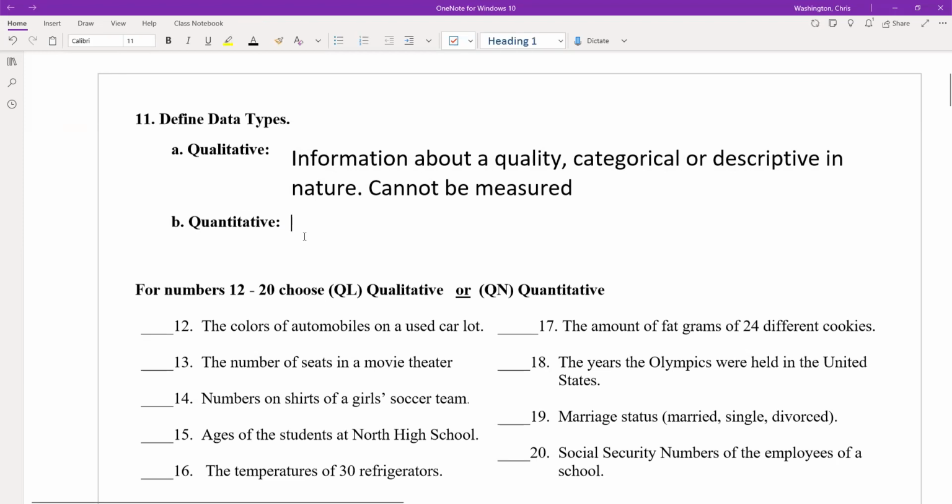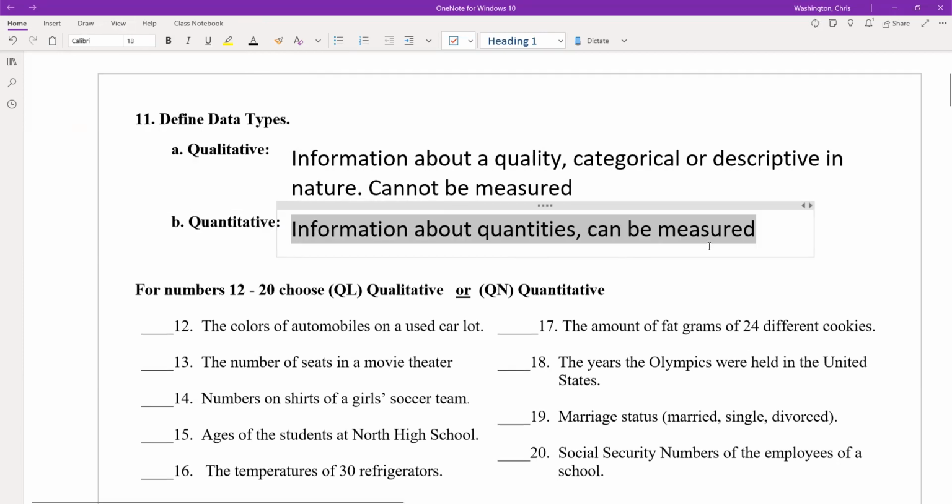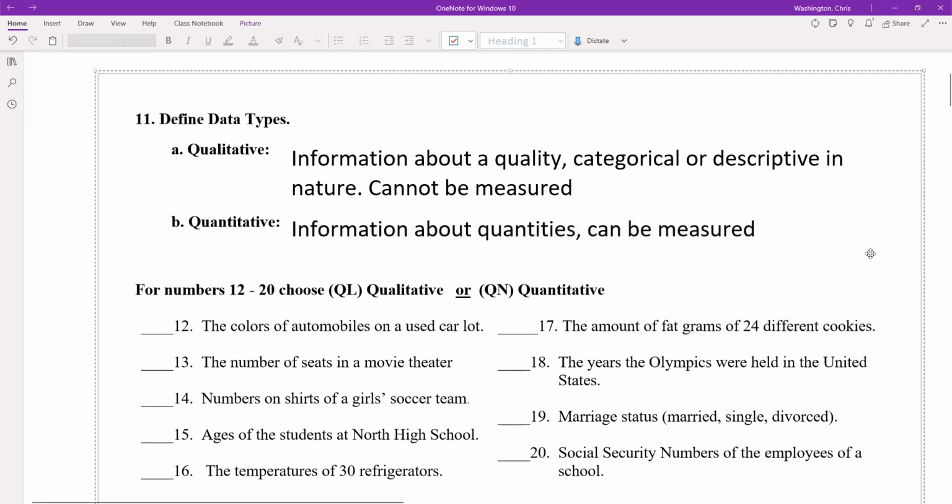What would quantitative be? Information about quantities. I know that's not the best definition, but it works. Information about quantities usually can be measured. Usually, our data can be measured. So like how much a pig weighs would be quantitative. How tall you are. How old are you?